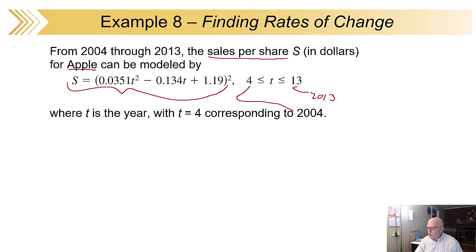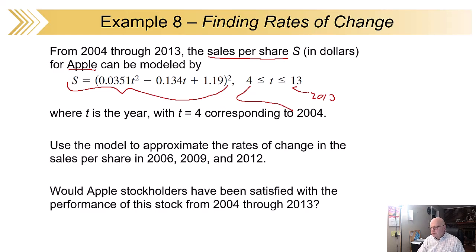How do we do that? Well, if we want to see how it's changing, that immediately means calculus, folks. And this looks easy if you know the chain rule and all the rest. So, we're going to use that model to approximate the rates of change in 2006, 9, and 12. Remember, that means t equals 6, t equals 9, t equals 12 when we get to that point. And then finally, would the Apple stockholders like what's going on?